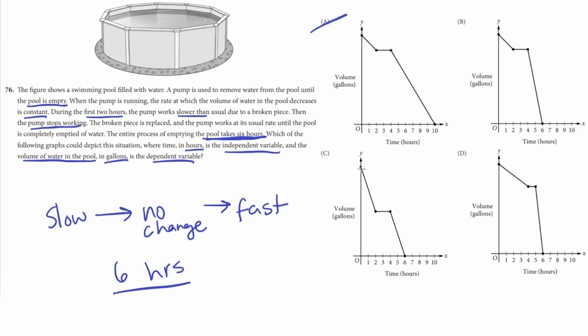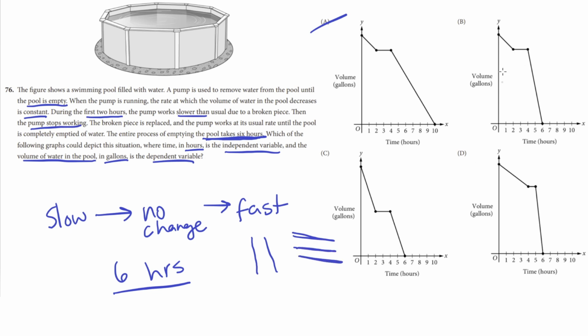We see that they all show the volume decreasing until it hits a flat point where the broken piece is replaced. Afterwards, the change in the volume should be faster, meaning the graph should be steeper, because steeper graphs have a higher rate of change than ones that are closer to horizontal.